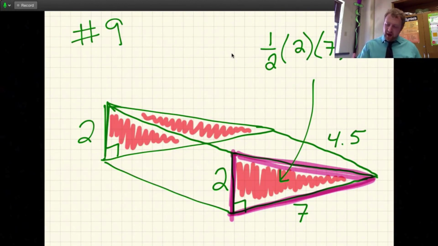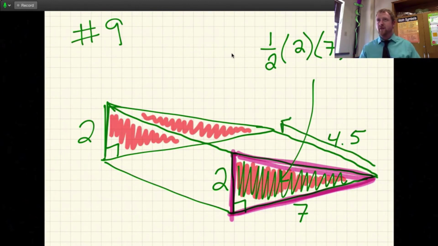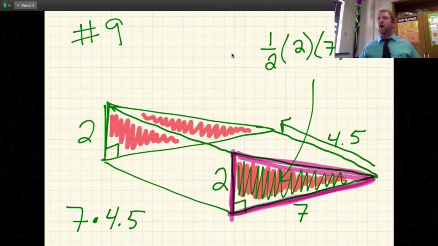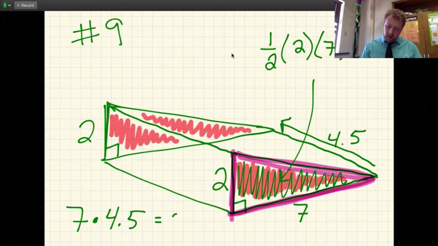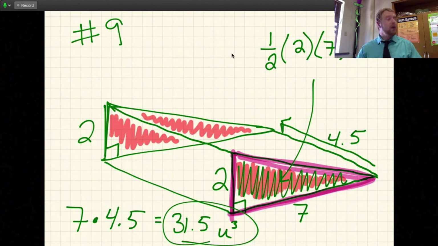What number haven't we used yet? 4.5. So we are going to take that 7, which is the area of this base, and we are going to say that it's like going this distance, 4.5. So 7 times 4.5 gives us what as an overall volume? 31.5. And Jacob, what are the units? Squared or cubed? Cubed. Very good. It would be inches cubed because the problem is in inches. I had forgotten to write it down, so I just went units cubed.